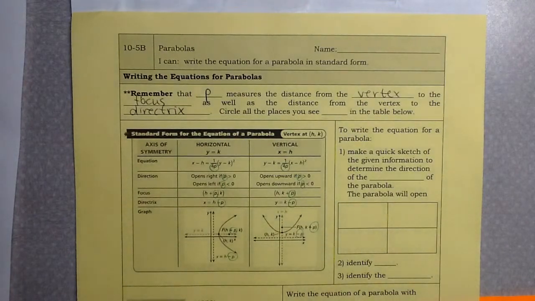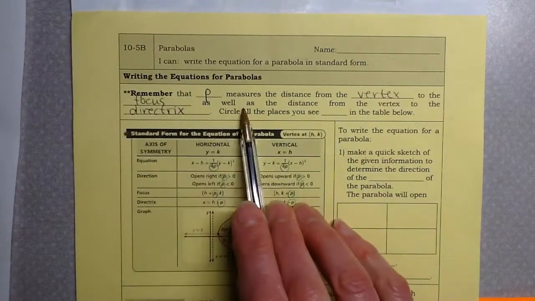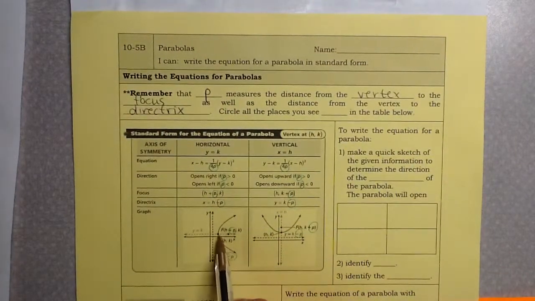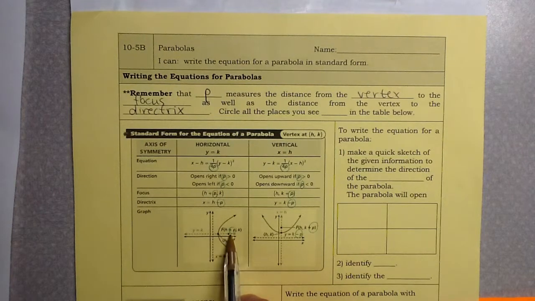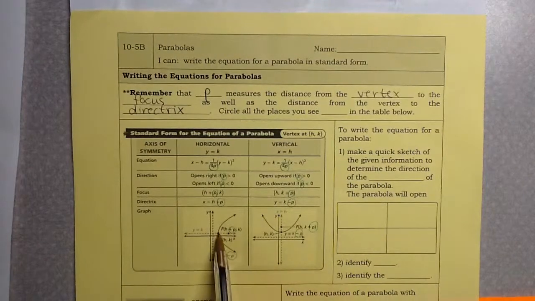Today we're going to go over how to write the equation for a parabola in standard form. So I just want you to remember from yesterday that P measures the distance from the vertex to the focus, as well as the distance from the vertex to the directrix. So actually, if you look at your graph here, the vertex is the midpoint between the directrix and the focus, and this one isn't. It's easy to see it as it is here. This looks more like the midpoint, and it is, because P is equal distance on either side of the vertex, so you can find the focus or the directrix that way.